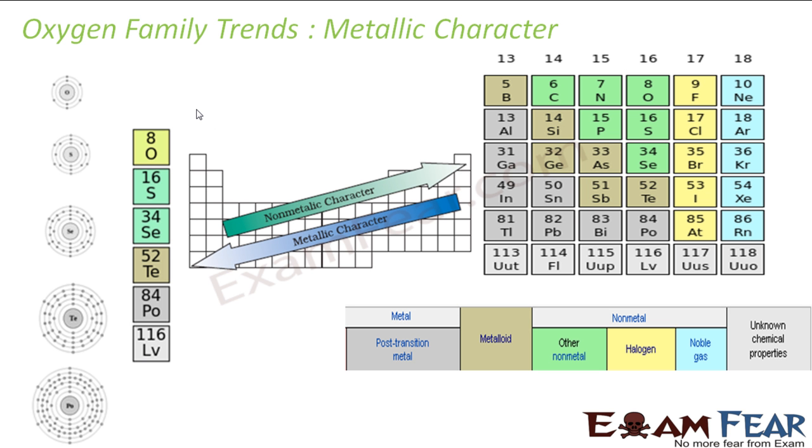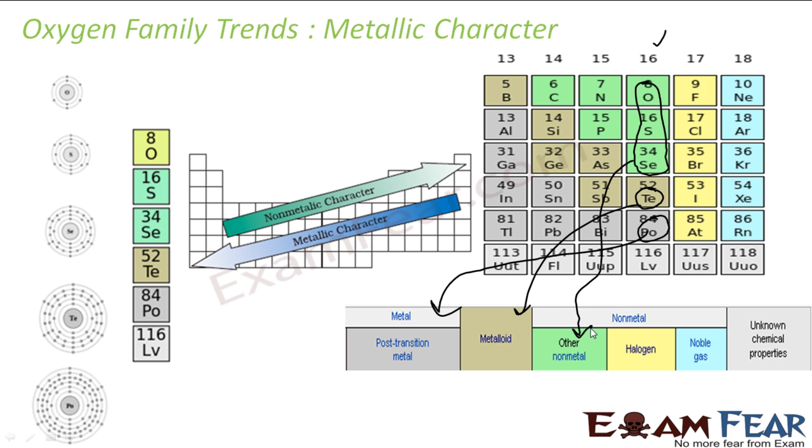The next property we'll discuss is the metallic character. If you see here in group 16, oxygen and sulfur are non-metals. In fact, selenium is also called a non-metal. Tellurium is a metalloid and polonium is metallic. So polonium is metallic, tellurium is metalloid, and the first three are non-metals.